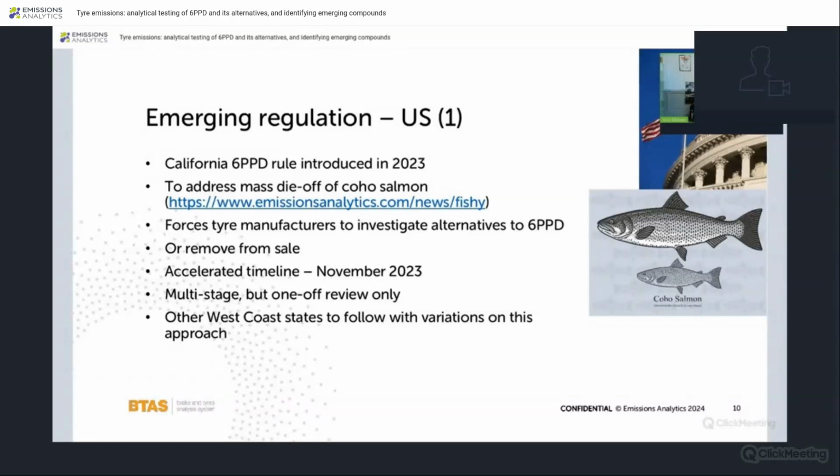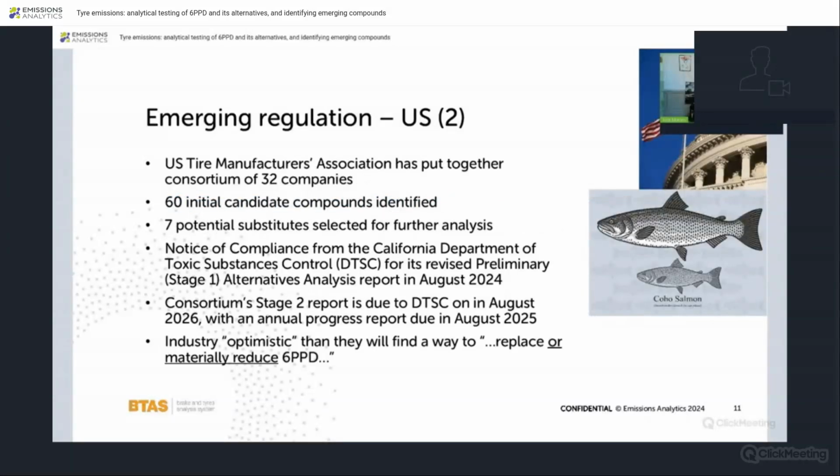There is other action, similar but different, coming from other West Coast states as well. In terms of the very latest progress, to help push this forward, the US Tyre Manufacturers Association brought together 32 tyre manufacturing companies in a consortium, which identified 60 potential alternatives as initial candidates. That has been whittled down to 7 that have been selected for further research.